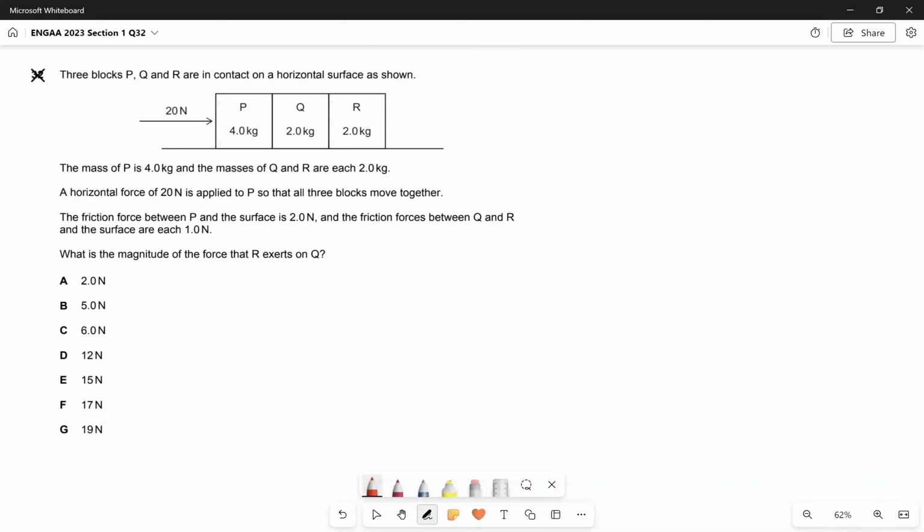The friction force between P and the surface is 2 newtons, and the friction force between Q and R and the surface are each 1 newton. What is the magnitude of the force that R exerts on Q?